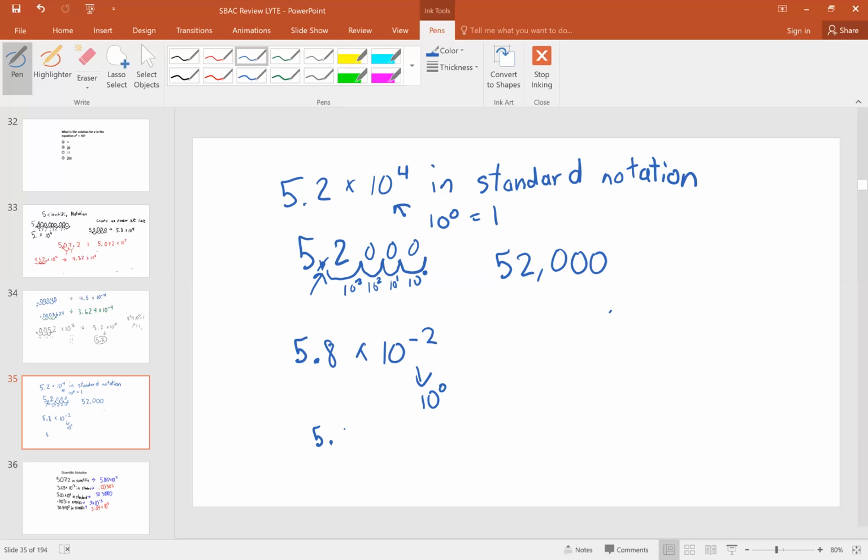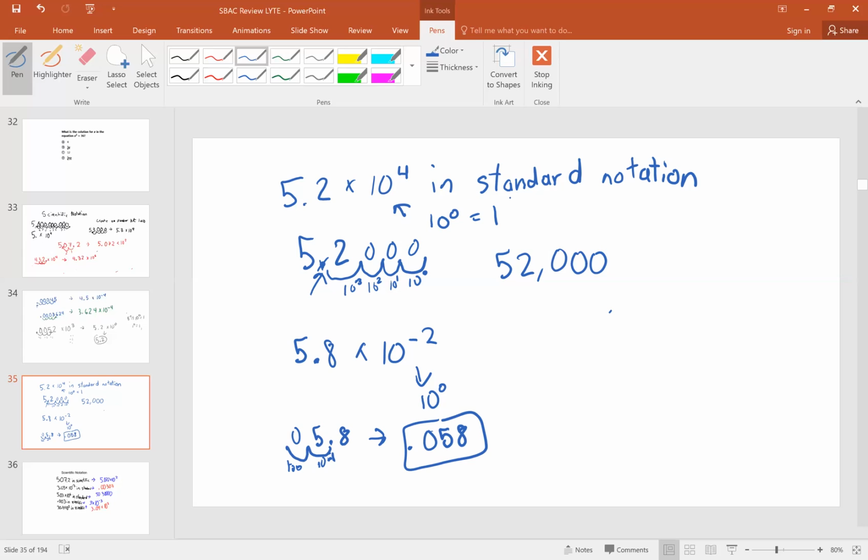So 5.8, and I move it over 1, 2. And that's going to be, because that would be 10 to the power of negative 1, 10 to the power of 0. This is a -1. And so I'd have 0.058. So that would be the problem in standard notation. Okay?